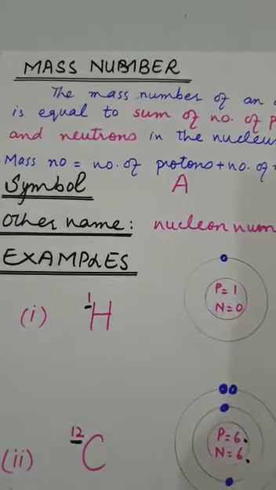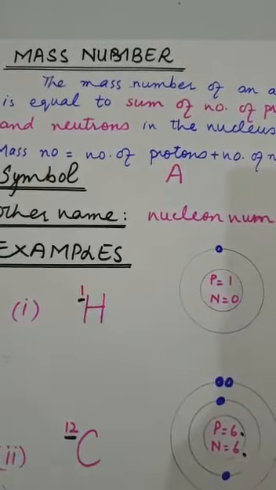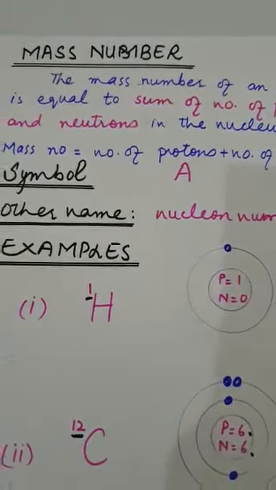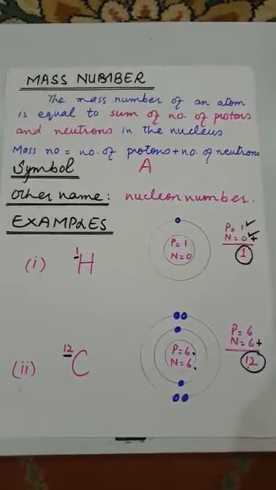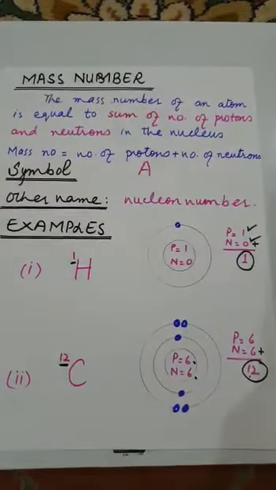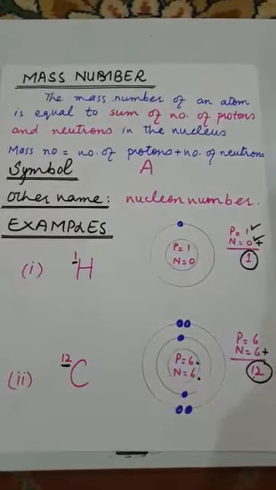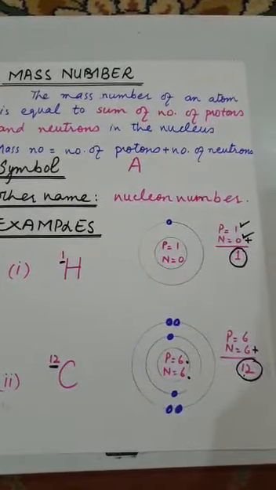The atomic number is represented by the symbol Z, whereas the mass number is represented by the symbol A. The other name for mass number is nucleon number. The word nucleon is taken from the word nucleus. So the mass number is also known as nucleon number.